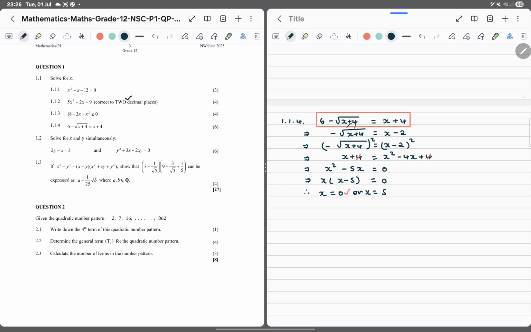Next, put this one in there, we get 9. Square root of 9, that's 3. 6 minus 3 is 3. Put a 5 there, we get 9. So 3 is not equal to 9. So we strike this one. Again, we get a mark for doing that.